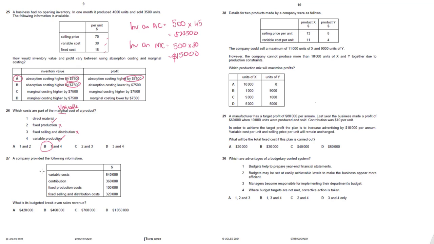A company provided the following information: variable cost, contribution, fixed production cost, fixed selling and distribution. What is its budgeted break-even sales revenue? At break-even, basically the contribution will be equal to the fixed cost. Then only you get profit equals to 0. Fixed cost is 420,000. In other words, at break-even, contribution is going to be 420,000.